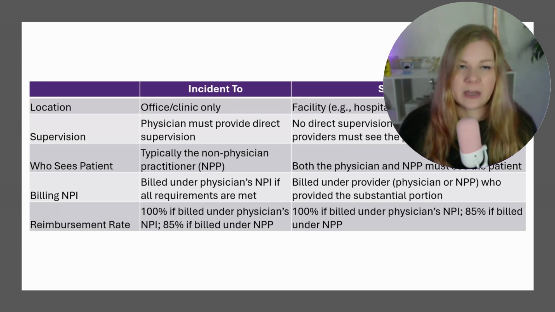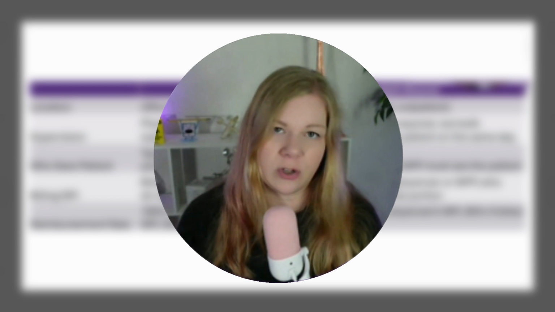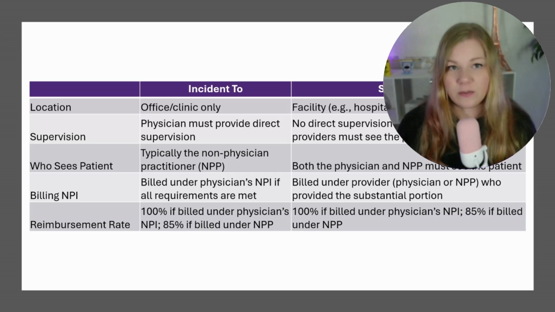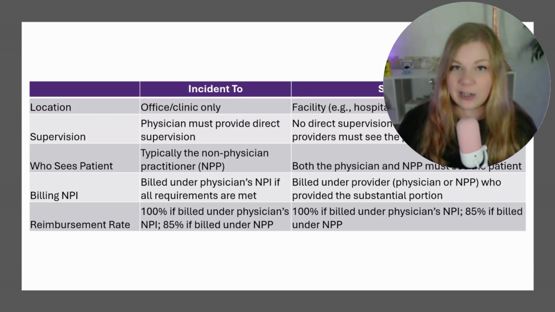As far as billing NPI, when we meet the requirements for incident to, we bill it under the physician's NPI because that's when we get that 100% fee versus the 85% fee. And with split shared, we could bill under whichever provider did the substantial portion, whether it be the physician or the advanced practitioner. As far as the reimbursement, when we are billing under the physician's NPI, we get 100%. If we have to bill it under the advanced practitioner, we are getting 85%. So that is incident to and split shared in a nutshell.